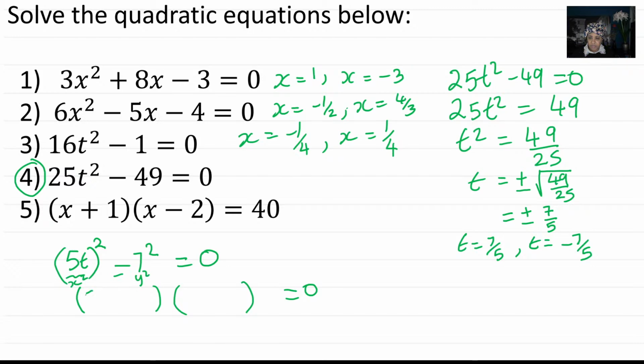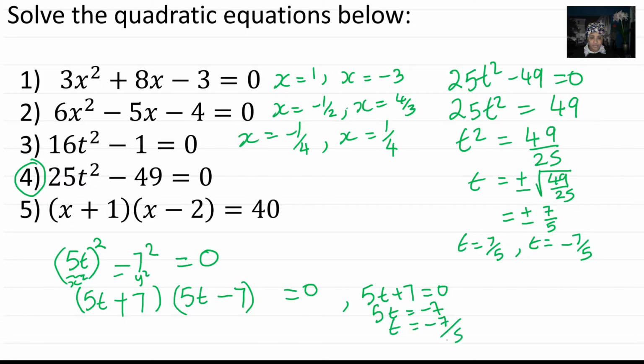Okay, so that's going to be 5t plus 7 in one bracket, and in this bracket you have 5t minus 7. So your solutions: if you take the first bracket, 5t plus 7 equal to 0, so 5t is equal to negative 7, and then t is equal to negative 7 over 5. You take that second bracket and say 5t minus 7 equal to 0. Therefore 5t is equal to 7, and then t is equal to 7 over 5. So both ways they give you the same answer.